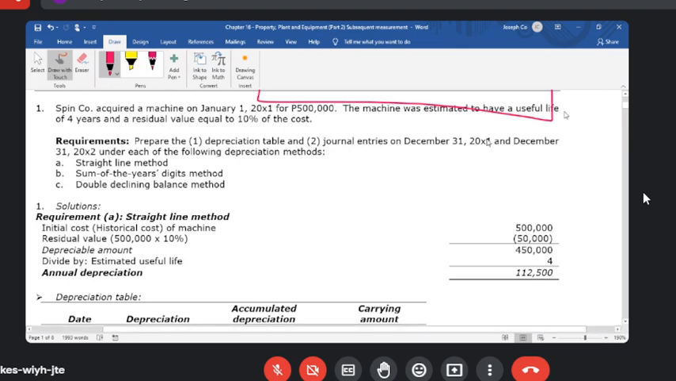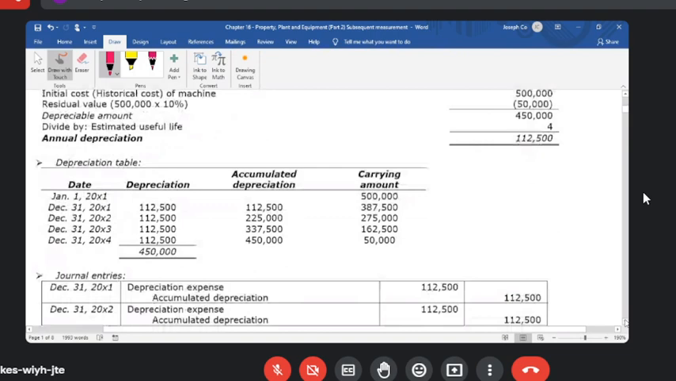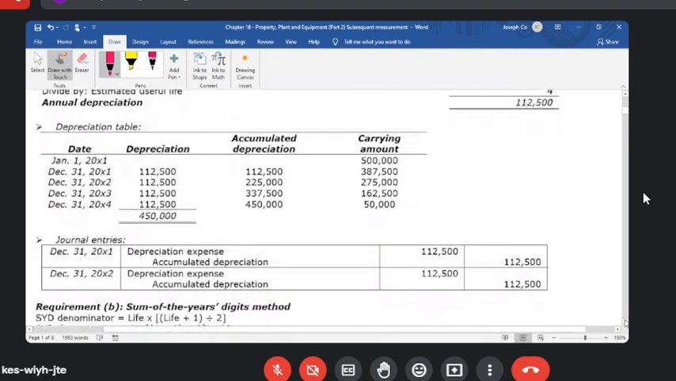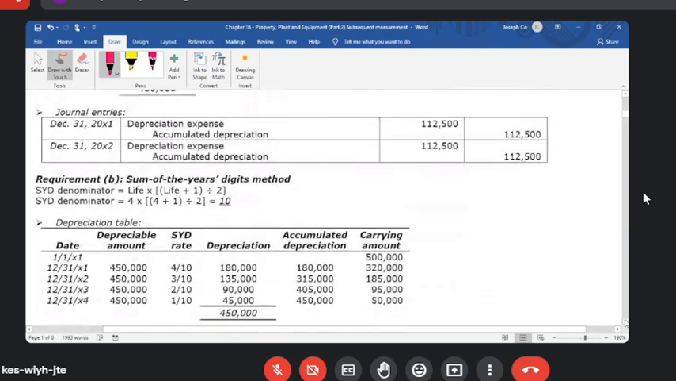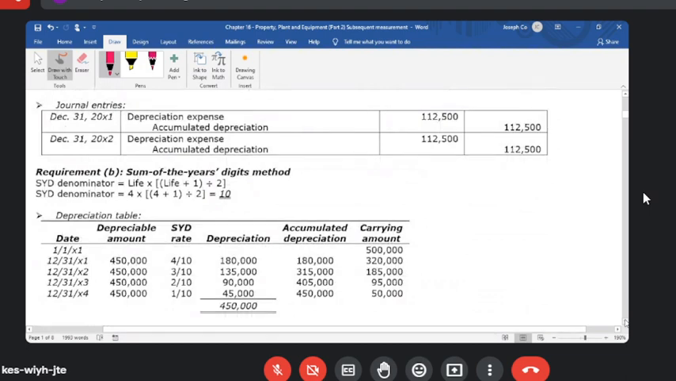Under straight line, the historical cost or initial cost of 500,000 minus the residual value, that is 500,000 multiplied by 10%, gives the depreciable amount. Divide by the useful life of 4 years. Our annual depreciation under straight line is 112,500. We debit depreciation expense and credit accumulated depreciation, 112,500 each.